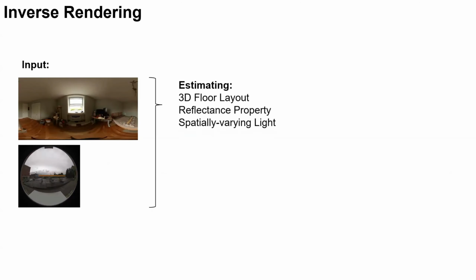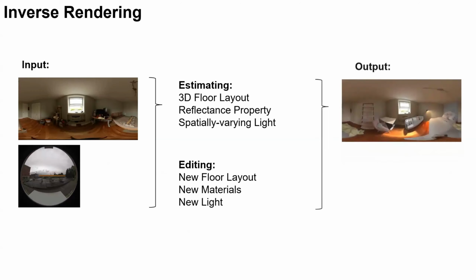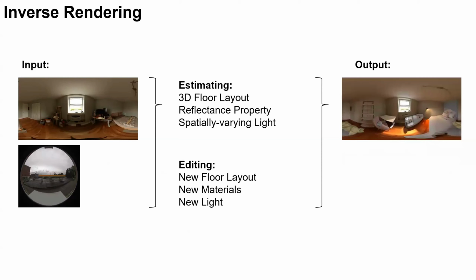Then we will estimate 3D floor layout, reflectance property, and spatially varying light. Then because we need to do a design, we added a new floor layout, new materials, and new light, and then output the new panorama. Normally, the second column takes most of the time and effort, and we need manual inputs for the second column to get the third image.